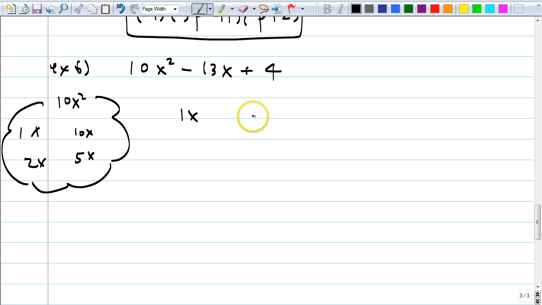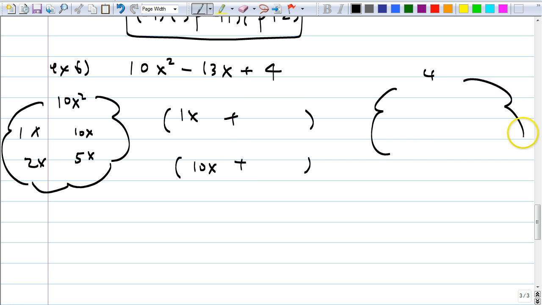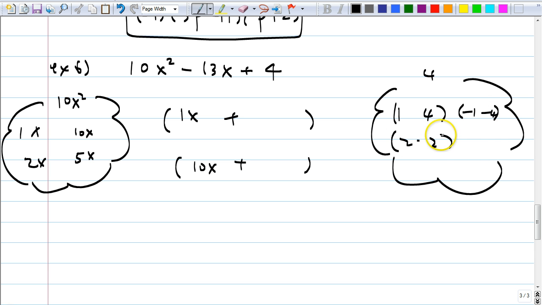1x here, 10x plus. How many ways? Oh, 4 is nice, isn't it? There aren't too many ways to get 4. 1, what? 4, negative 1, negative 4. What else? 2 and 2, and negative 2 and negative 2. So let's see how this works. Okay. Let's try 1, 4. Is that okay?